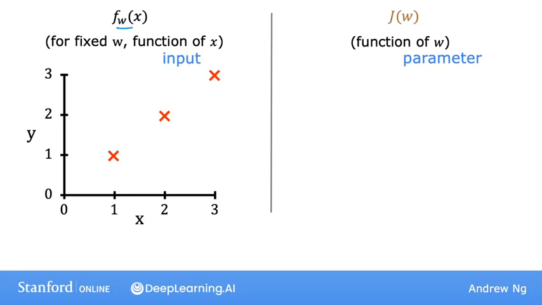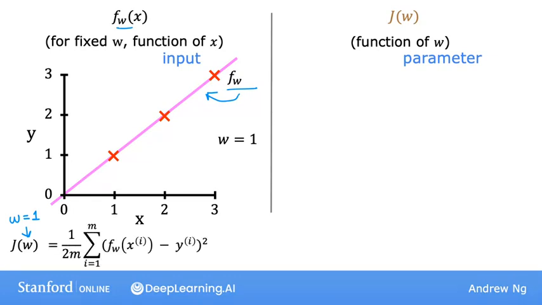We'll start with the model, that is the function f_w of x on the left. Here, the input feature x is on the horizontal axis, and the output value y is on the vertical axis. Here's a plot of 3 points representing the training set at positions (1, 1), (2, 2), and (3, 3). Let's pick a value for w, say w is 1. So for this choice of w, the function f_w looks like this straight line with a slope of 1. Now, what you can do next is calculate the cost J when w equals 1. So you may recall that the cost function is defined as follows, the squared error cost function.